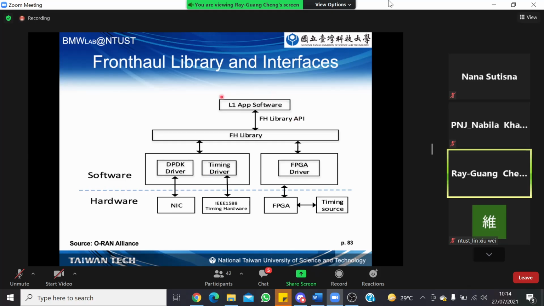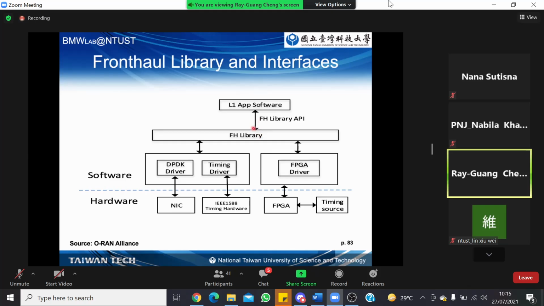The concept is that the layer 1 application implements its functions through the RE mapping, then calls the Fronthaul library. In OSC, the ORAN Software Community, they provide the layer 1 application software as binary code. For the Fronthaul library, they provide all the source code. So they have a demonstration where they use the source code and the binary code, and they call the Fronthaul library.